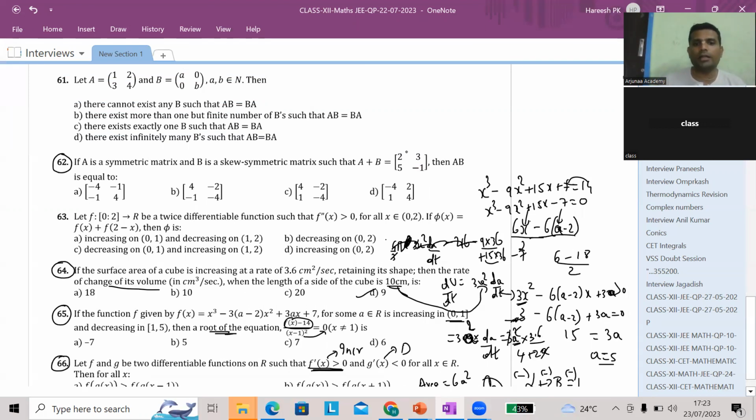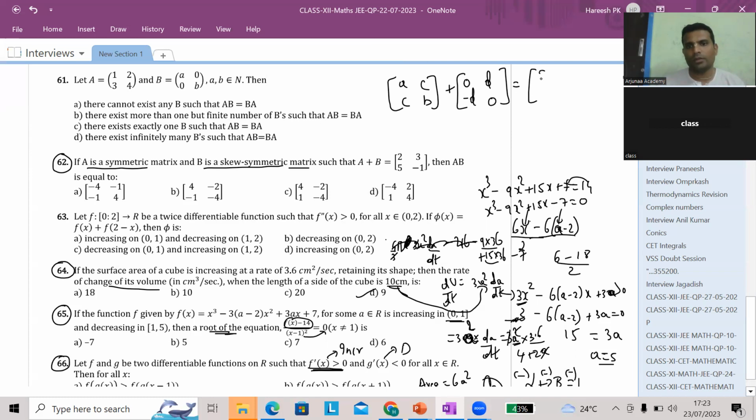And how to split a matrix into symmetric and skew symmetric? What is the symmetric part? They're saying A is symmetric, B is skew symmetric. So matrix A will be like this: a, b, c, c. Symmetric should be a, b, b, c. And this is skew symmetric. So I'll write like this. Understood? Yes, sir.